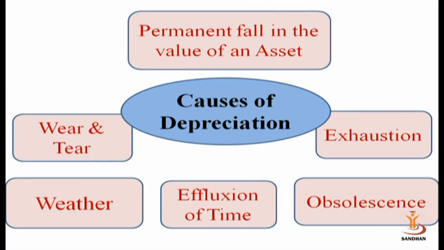The next is effluxion of time, the passing of the number of years. Like if any asset is acquired in the year 2010 and right now it is 2017, after 7 years, due to the passing of these years, the output that the asset is giving is not the same. So the value of the asset is reducing year by year. So that is one of the reasons through which we can calculate the depreciation.